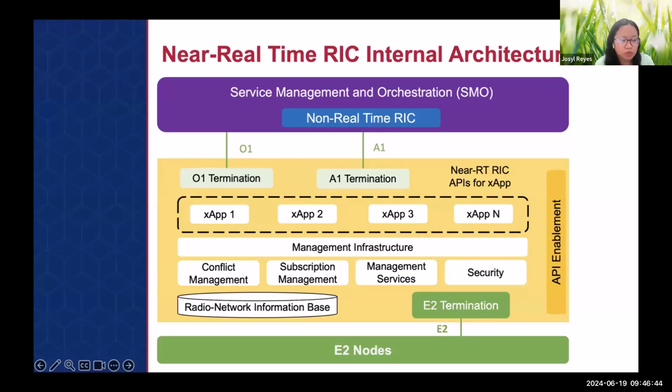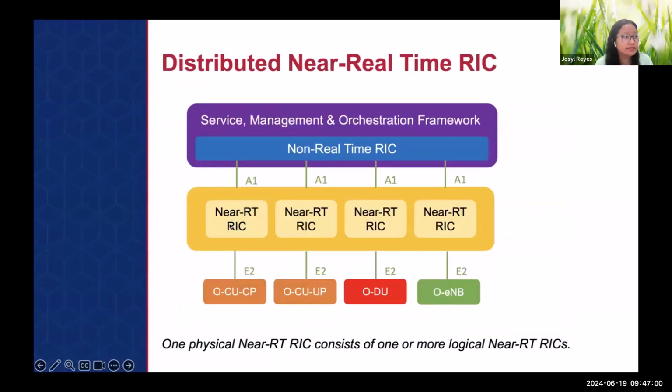And to deploy our near real-time RIC, it can be done in a centralized manner, just one RIC handling a certain type of node, or pwedeng distributed RIC, wherein there are many logical near real-time RICs. Possibly for redundancy then. Since this is a virtualized function, if one function fails for some reason, there are other logical RICs that can take over to handle other components.